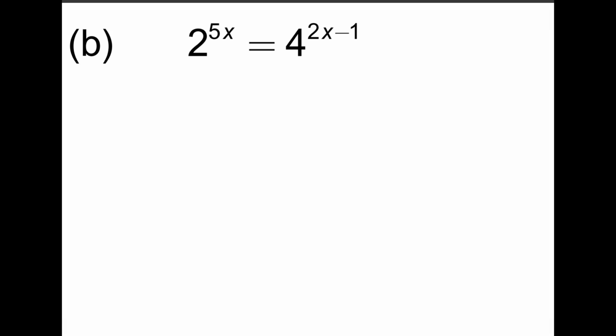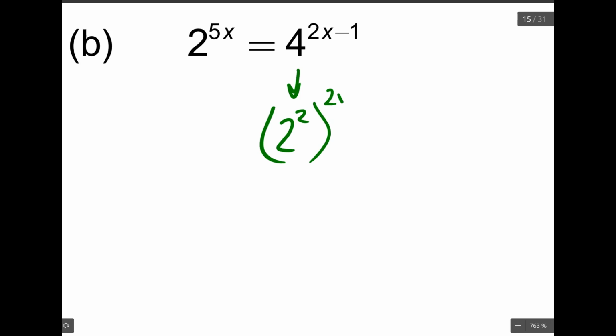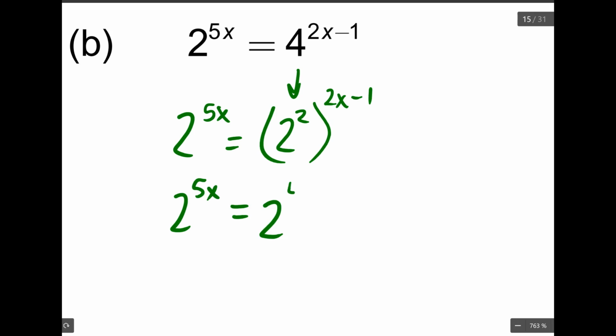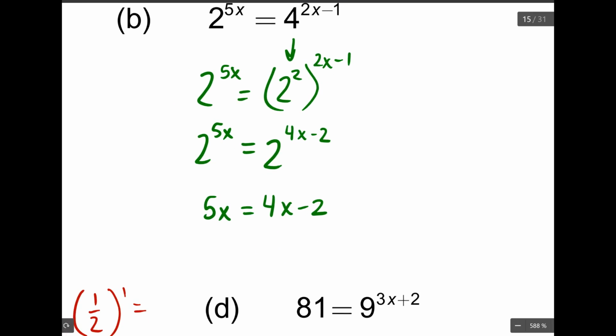Okay. You turn the 4 into 2 squared. And then parentheses 2x minus 1. Then you multiply the outside with the inside of the parentheses, so it'll be 4x minus 2. And then the bases are the same, so then it'll just be 5x equals 4x minus 2. You subtract 4x. So then it's x equals negative 2.